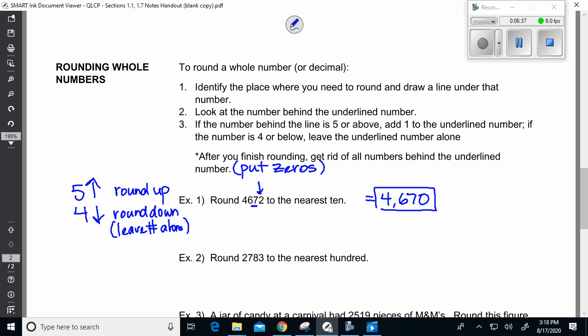Alright, so example 2. Round 2,783 to the nearest 100. So the hundreds place is the 7. There's an 8 behind it. So 8 triggers rounding up. That gives you 2,800. So example 1 was a rounding down situation. Example 2 was a rounding up situation.